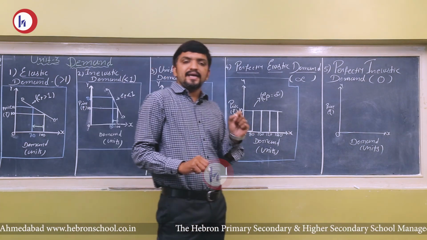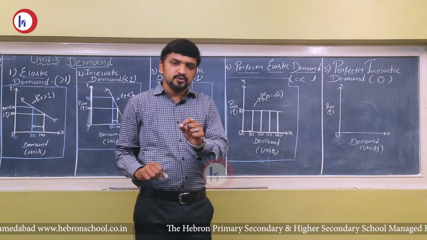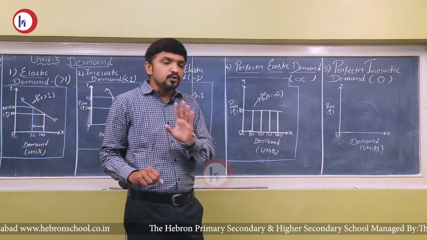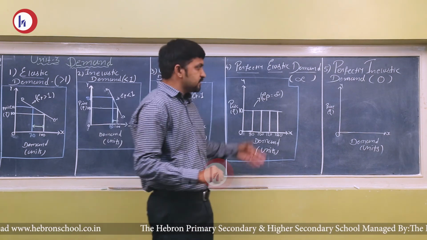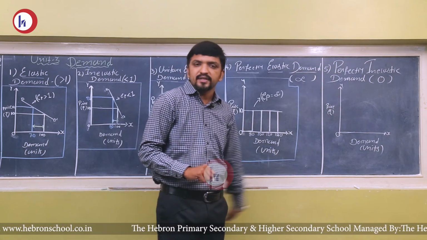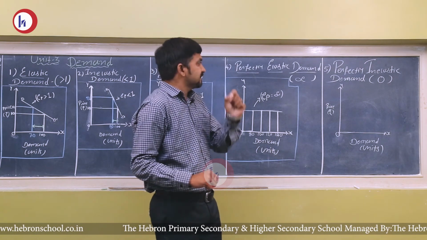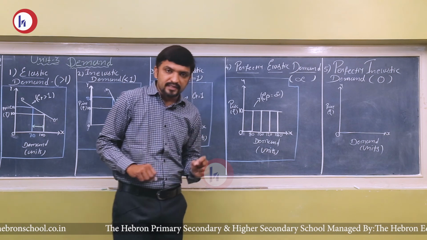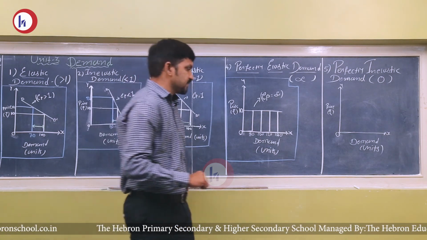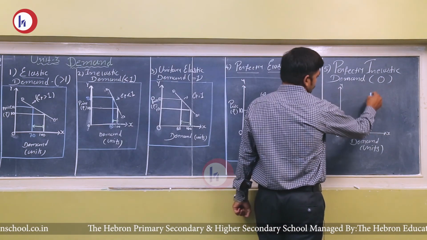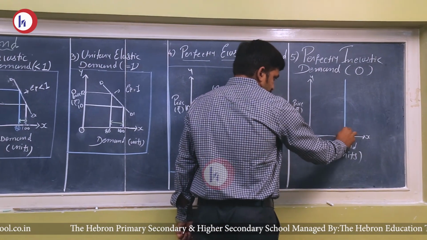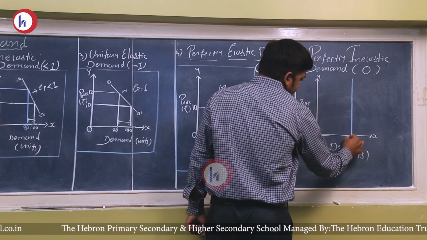Means when any percentage change in the price of the commodity brings no proportionate percentage change in demand of a commodity, it is known as perfectly inelastic demand. Perfectly inelastic demand. Suppose the demand of a commodity is 100.